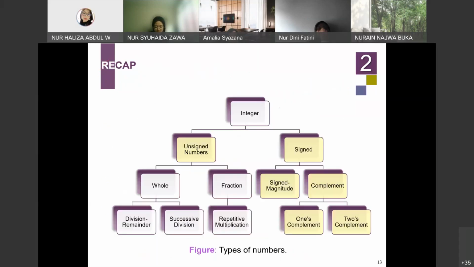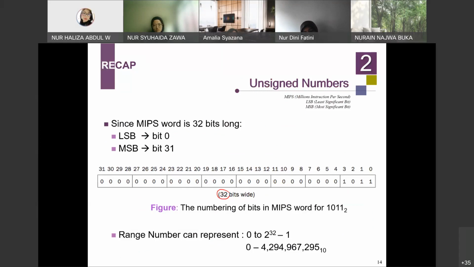In terms of integer, this one we already know. Unsigned, signed, we have a whole, which is the integer part, and fraction. Similar to sign, we have sign magnitude and complement. This we already learned in your digital logic subject. Still a recap. If you can't understand all the notes here, you can refer back to your digital logic subject. It's quite complete. Since it's just a recap, just pick which one is important.